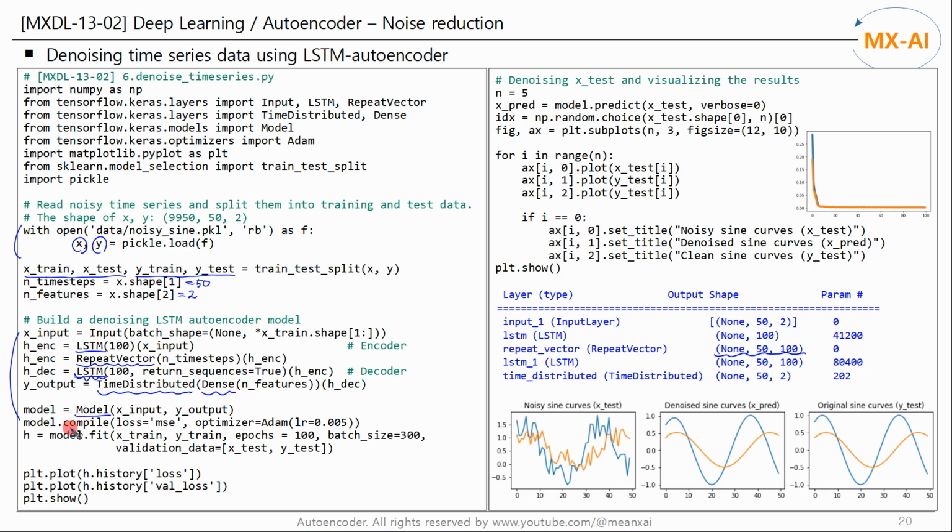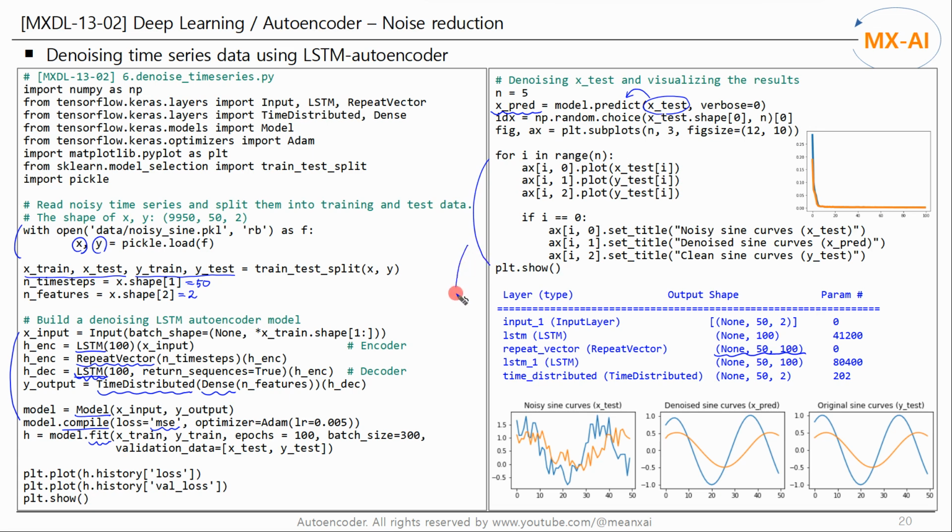Create and compile a model for training. Since this is a regression problem, we use the mean squared error loss. Fit this model to the training data. Once training is complete, we feed the test data containing noise to the model. Then we can get a time series with the noise removed. Finally, we visualize the time series with and without noise to verify that the noise has been removed.